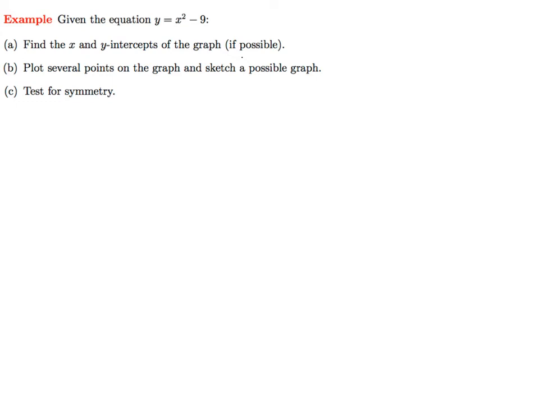In this example, we have the following relation given by the equation y is equal to x squared minus 9. And in part A, we want to find x and y intercepts. And then in part B, we're going to want to get an idea of what the graph of this relation would look like. Eventually, we'll get to part C, talking about symmetry, but for now, we'll just focus on parts A and B.